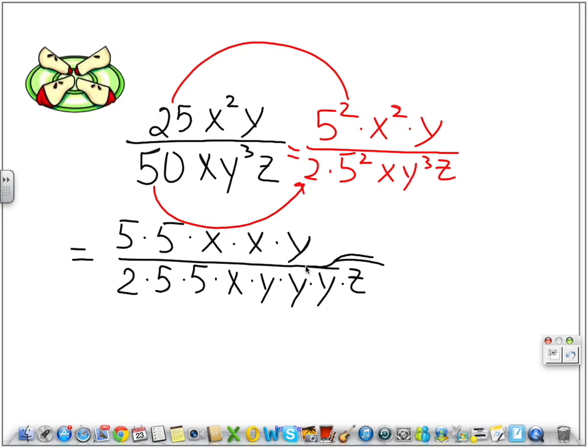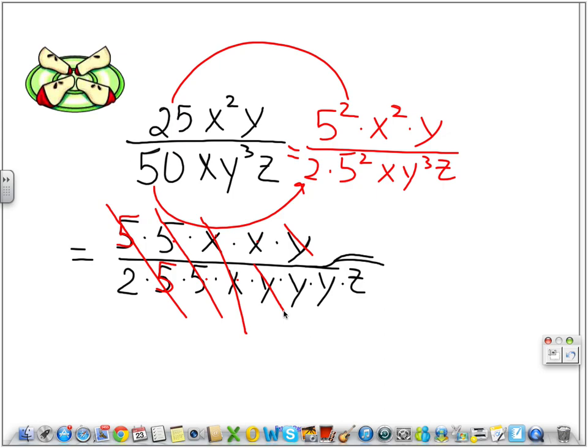So now I'm going to look for things that I can cancel out. If I have the same number on top of itself, like I do with this 5 and this 5, that's equal to 1. So that cancels out. If I have this 5 and this 5, that cancels out because it's equal to 1. This x and this x work the same way. x divided by x is 1. This x here doesn't have anything to cancel with, so I have to skip over it. However, this y and this y could cancel because they would be equal to 1.